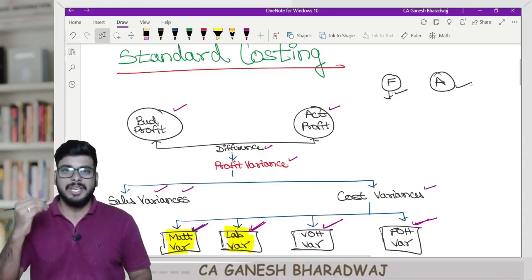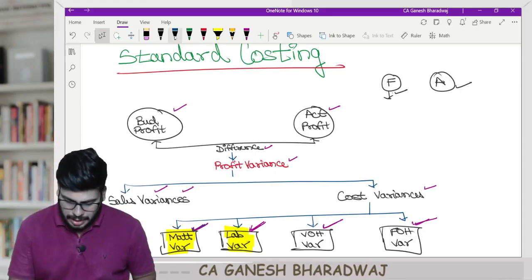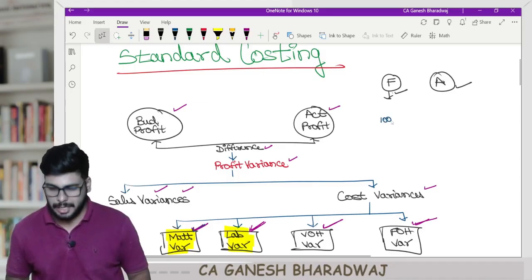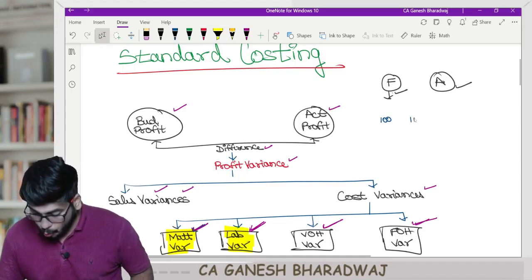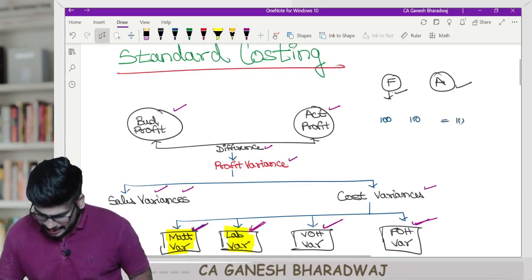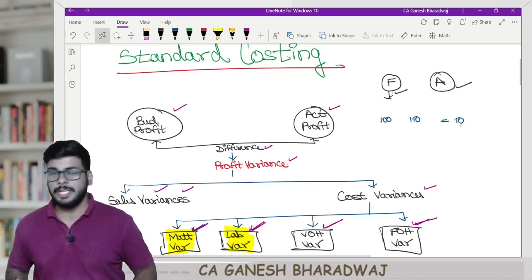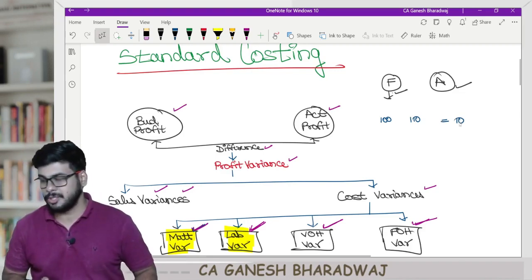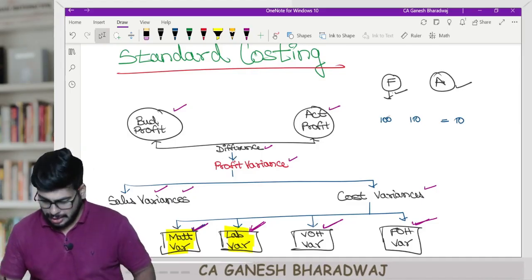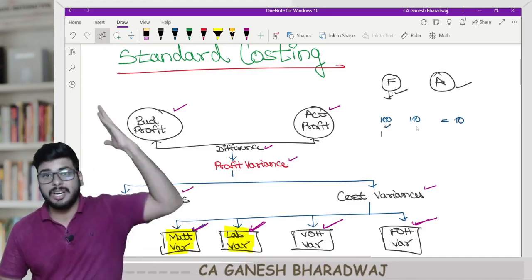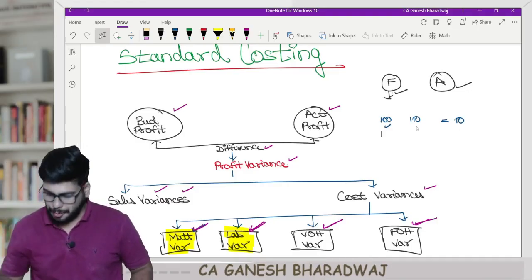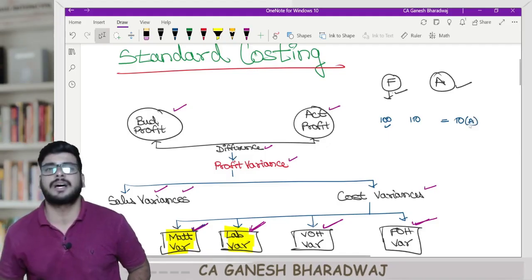For example, we are talking about material cost, right? Let us say you should have incurred 100 rupees standard material cost, whereas you have incurred 110 rupees actual material cost. In this case, there is a 10 rupee variance. But if I just mention 10, it is not sufficient for the purpose of decision making. I should say whether this 10 is a favorable or an adverse variance. You tell me: you should have incurred 100, you have incurred 110, so you have incurred more cost. This results in a reduction of your profit. This is an adverse variance. Are you clear with this?